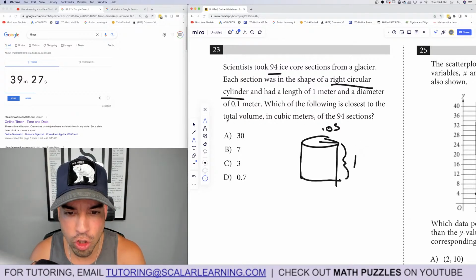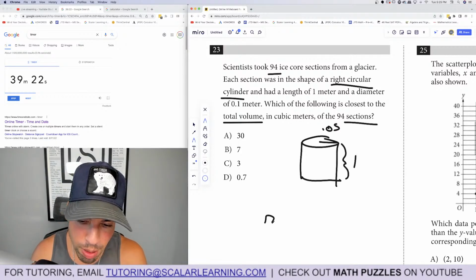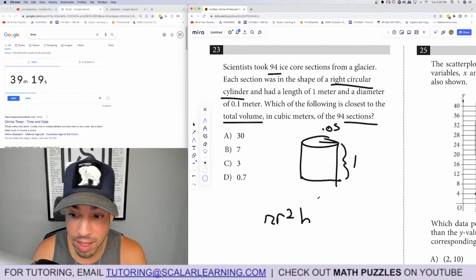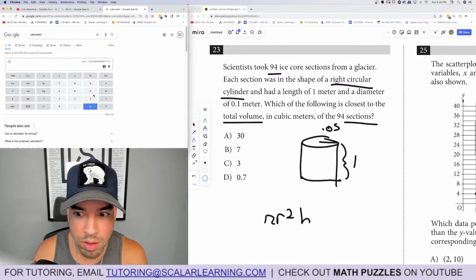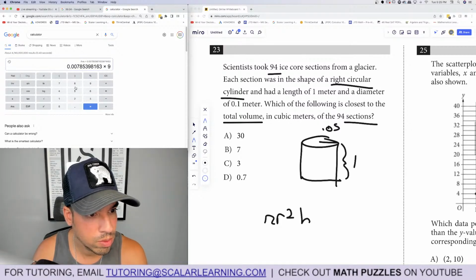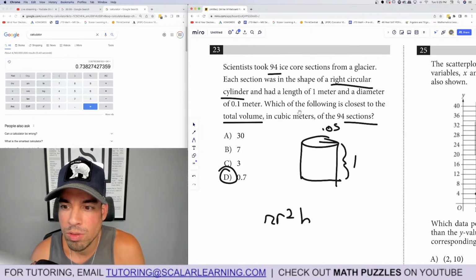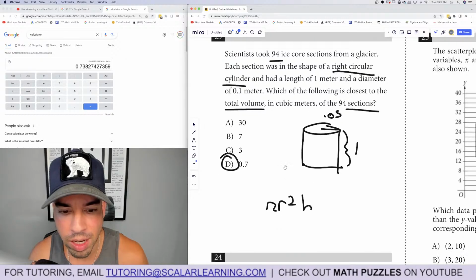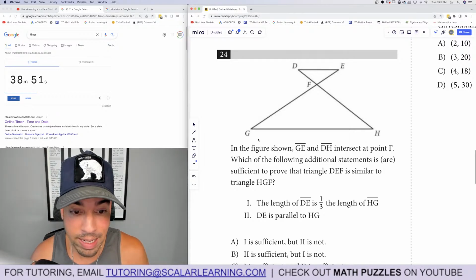Which volume is closer to the total volume of the 94 sections? Okay, so the volume of one of these is pi r squared times height, or length in this case. So we need a calculator. And then there's 94 though, so times 94. It's 0.7. All right, nothing else is even close. Just make sure: volume, cubic meters, that's meter. Yeah, okay, good.